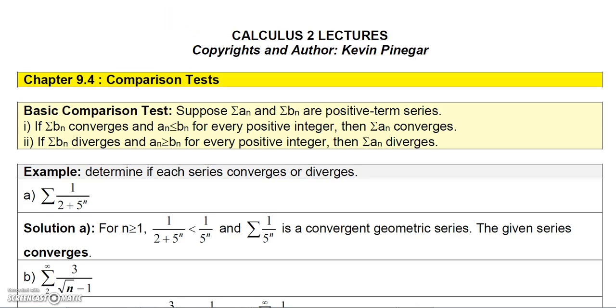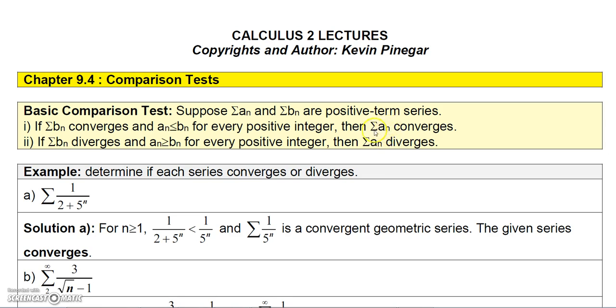Okay, so the first comparison test that we're going to talk about is called the basic comparison test. And it says, suppose the series A sub n and the series B sub n are positive term series. If the series B sub n converges and all the terms of A sub n are less than or equal to the terms in B sub n for every positive integer, then the series A sub n must converge.